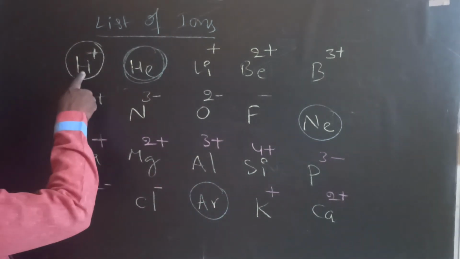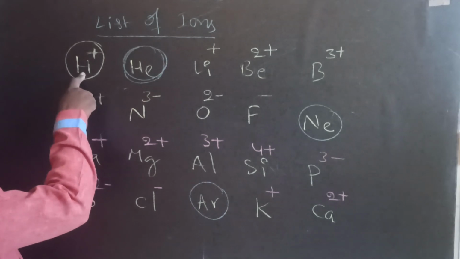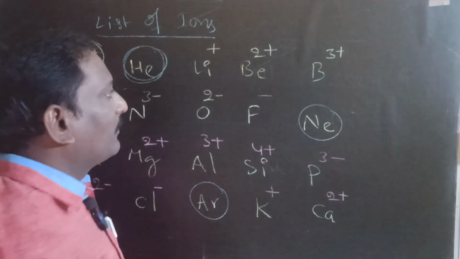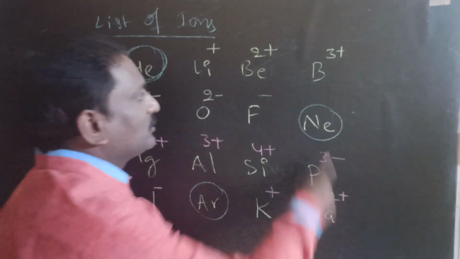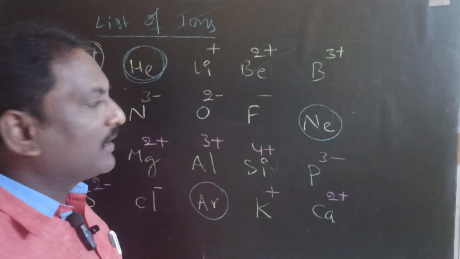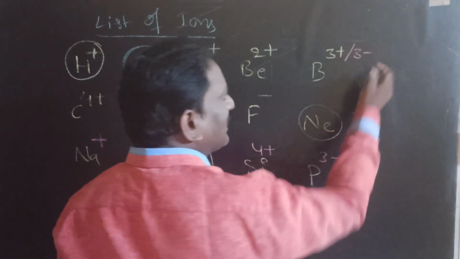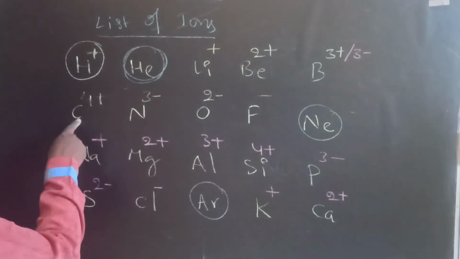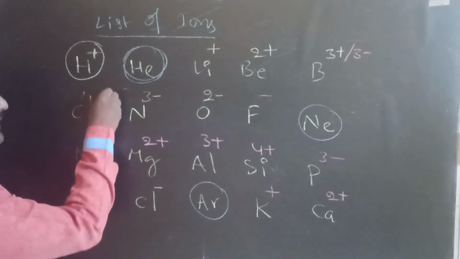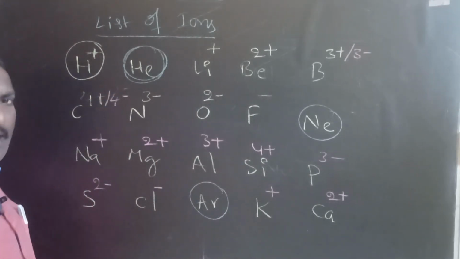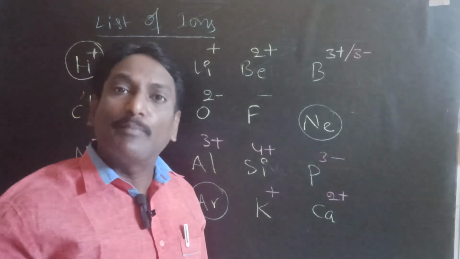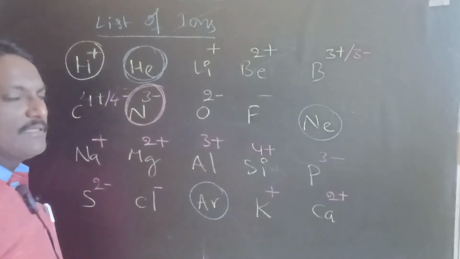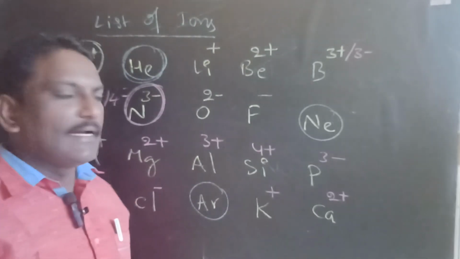So hydrogen ion H plus. Please make a note of the hydrogen ion H plus. Lithium Li plus. Beryllium ion Be2 plus. Boron B3 plus, and sometimes you will get B3 minus as well. This one is called boride ion. Next, carbon gives 4 plus ion and 4 minus ion as well. If it is 4 plus, carbon ion. In case of 4 minus, carbide ion. Nitrogen gives only a negatively charged ion, N3 minus, that is nitride ion.